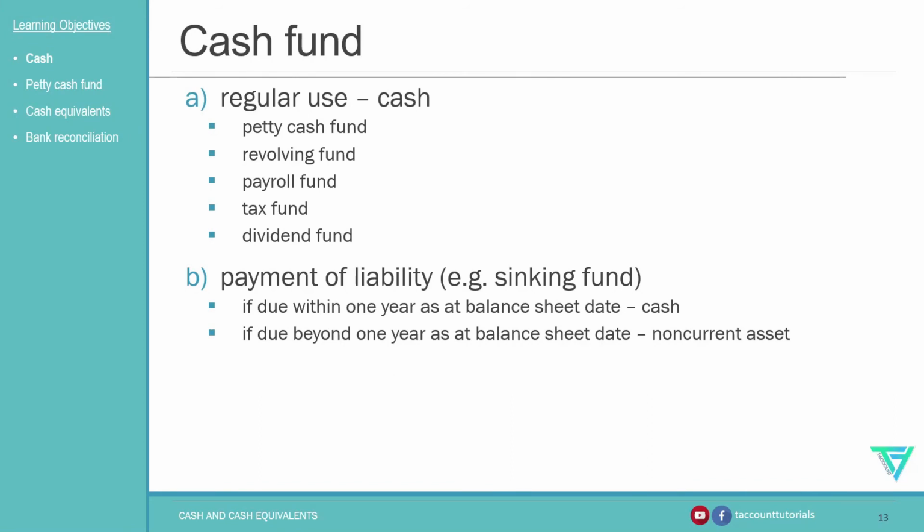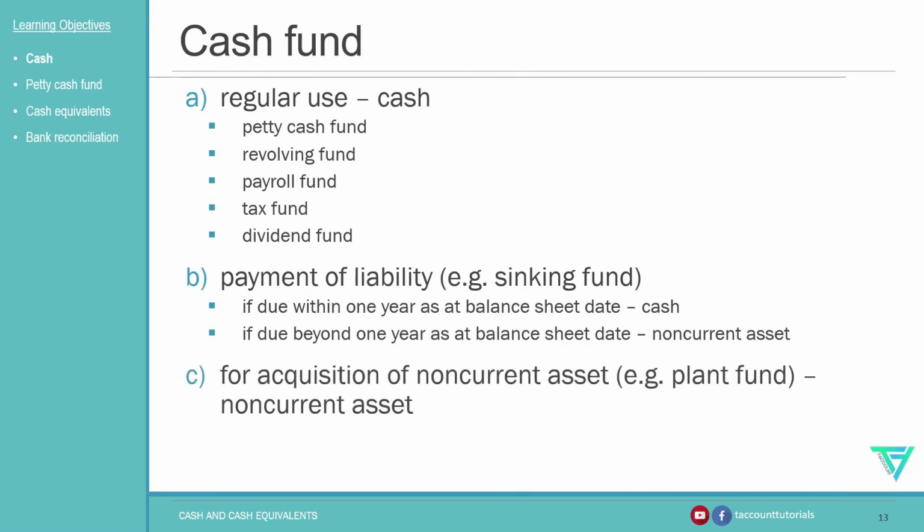What if the fund is set aside to acquire a non-current asset? The fund is always classified as non-current asset, regardless of the year of use of the fund. So even if the fund will be used next year, the fund is still classified as non-current asset, meaning it's not part of cash.